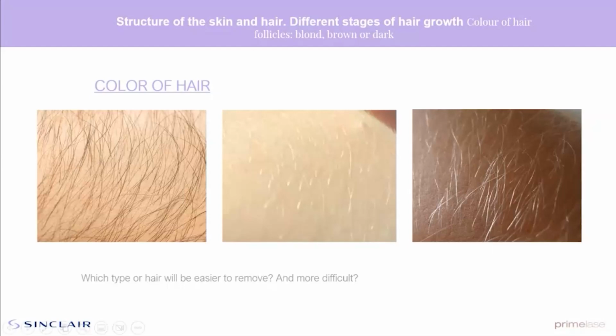And regarding the third sample, again, the question is, where is the melanin located? There is more melanin in the skin than in the hair. So what could happen here? The melanin that will be absorbing the light is located in the skin. So we'll be raising the temperature of the skin, and this can produce side effects like a burn. So we need to take care in these cases.